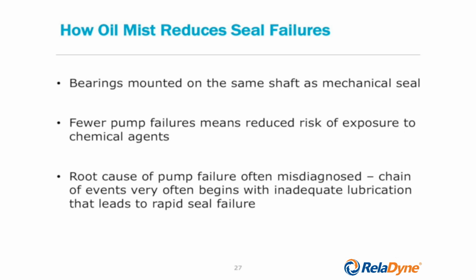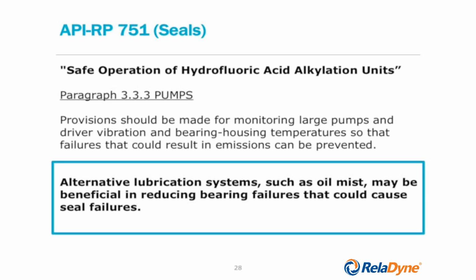Well, remember that the bearing is mounted on the same shaft as the mechanical seal. And fewer pump failures means that you have reduced risks of exposure to chemical agents. And the root cause of pump failures is very often misdiagnosed. It's a chain of events that very often begins with inadequate lubrication, and finally it culminates in rapid seal failure. So it is a fair statement, a correct statement, to attribute fewer mechanical seal failures to better lubrication of the bearings. We look at an API standard.